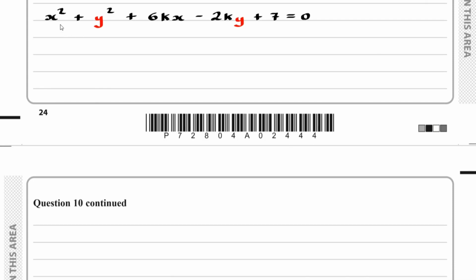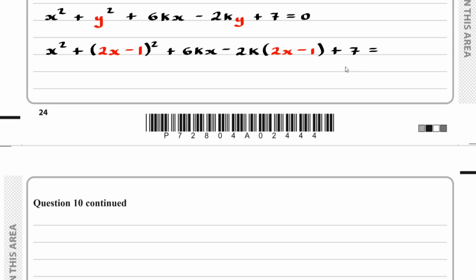So we have x squared plus y squared plus 6kx subtract 2ky plus 7 equals 0, and we know that y is equal to 2x subtract 1. So we have x squared plus y squared, so we add on 2x subtract 1 squared, then we add on 6kx, then we subtract 2k multiplied by 2x subtract 1 plus 7, and this is equal to 0.